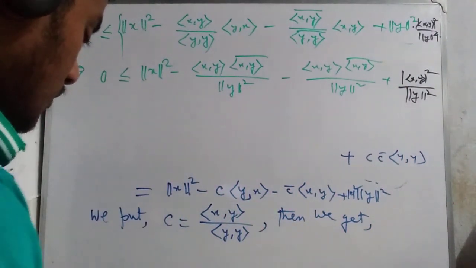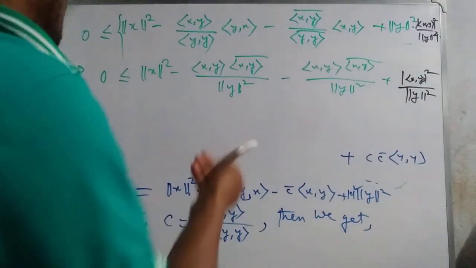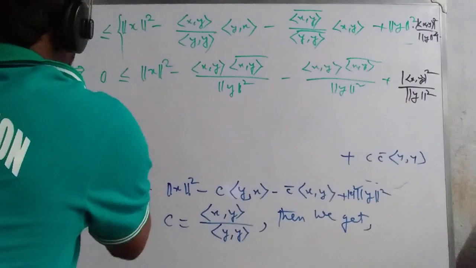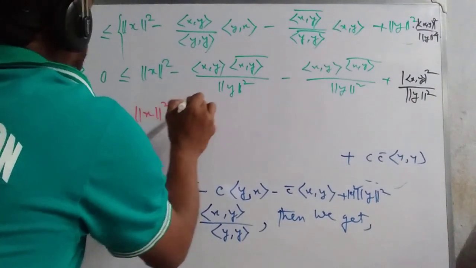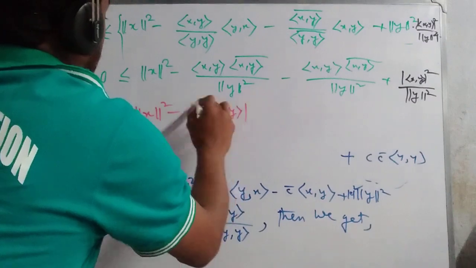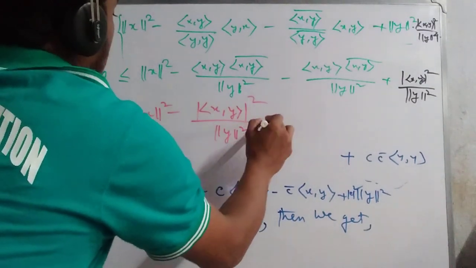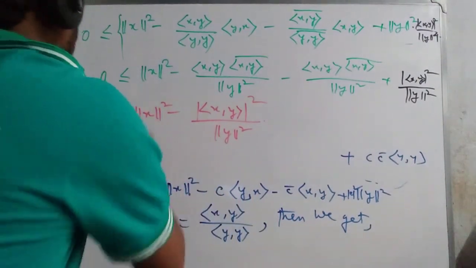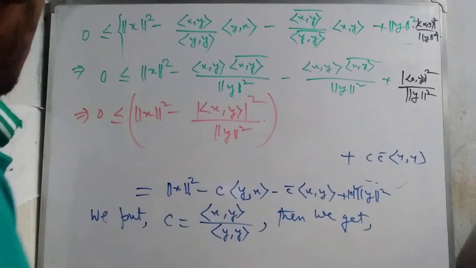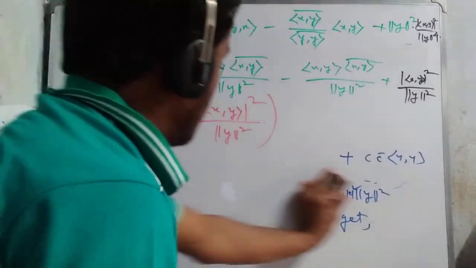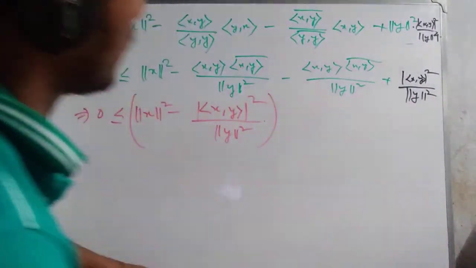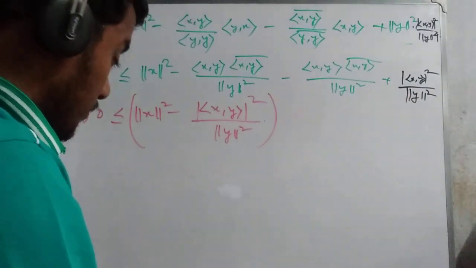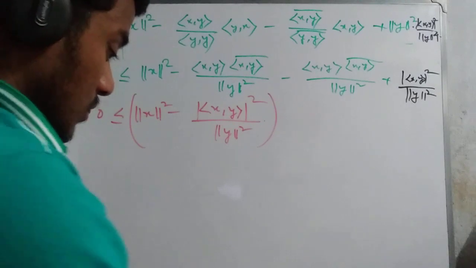Understood? Then obviously this cancels and is done. We write it this way: 0 less than or equal to norm of x squared minus modulus of (x, y) squared by norm of y squared, since the coefficient is 2 minus 1, which is 1. Understood? We made some mistake, but don't think about that; you can easily accept it because this holds. Not a problem at all.